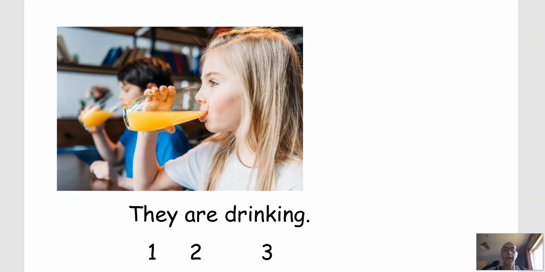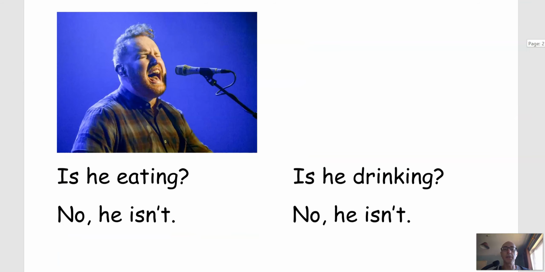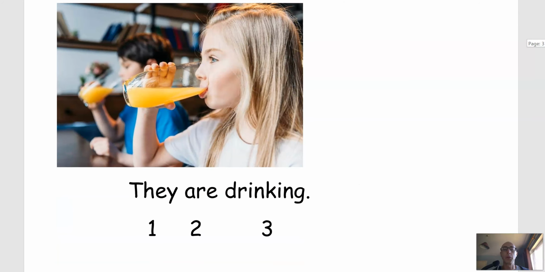Let's look at they. So remember, they is different. We use is with he or she. We use are with they. So again, 1, 2, 3. They are drinking. He is, they are. We still use the ing. The ing doesn't change. Because it's two people, they are drinking.